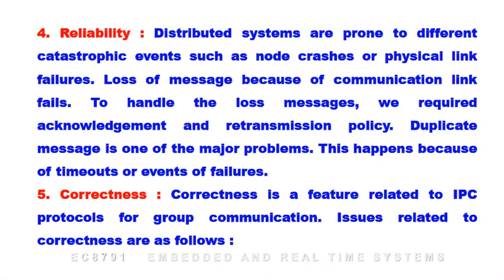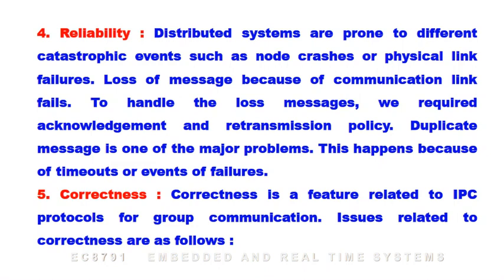Fourth one, reliability. Distributed systems are prone to different catastrophic events such as node crashes or physical link failures. Loss of messages because of communication link fails. To handle the lost messages, we require acknowledgement and retransmission policy. Duplicate message is one of the major problems. This happens because of timeouts or events of failures.